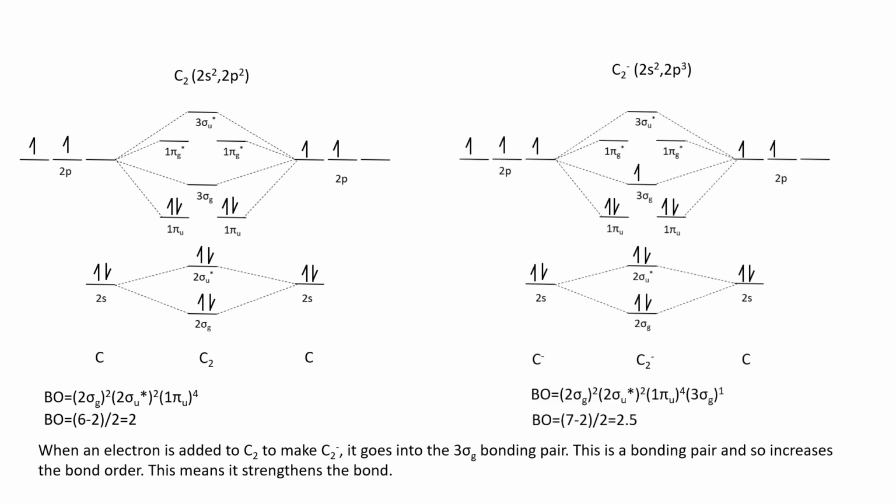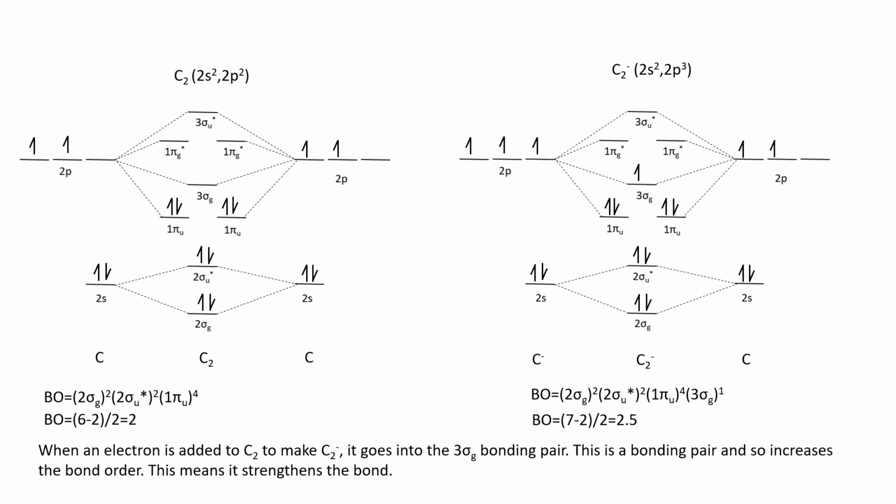For C2 minus, the electron configuration is 2s2, 2p3. This added electron goes into the 3 sigma G bonding orbital to partially fill it. This changes the bond order to 2 sigma G 2, 2 sigma U star 2, 1 pi U 4, 3 sigma G 1. So that's 7 minus 1 all over 2. This gives a bond order of 2.5. This is an increase from the bond order of C2, which will strengthen the bond.